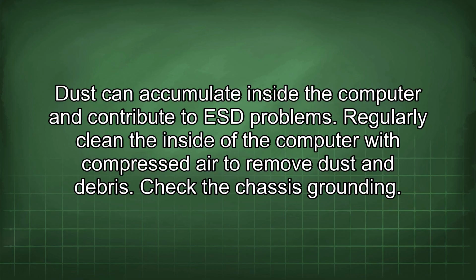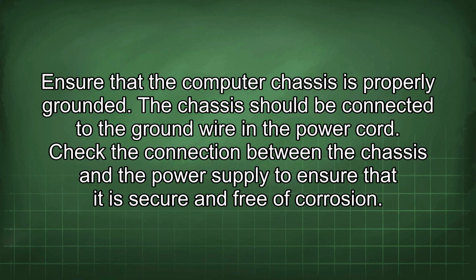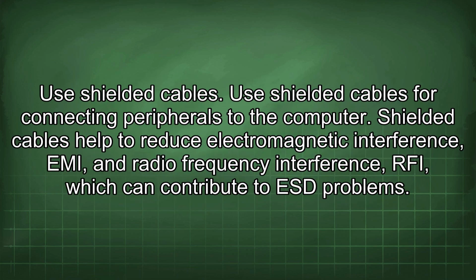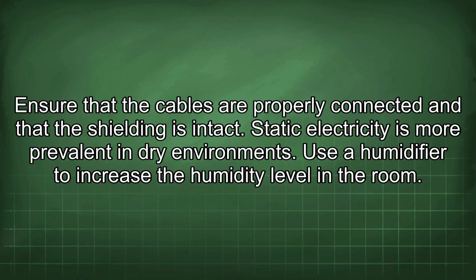Check the chassis grounding. Ensure that the computer chassis is properly grounded. The chassis should be connected to the ground wire in the power cord. Check the connection between the chassis and the power supply to ensure that it is secure and free of corrosion. Use shielded cables. Use shielded cables for connecting peripherals to the computer. Shielded cables help to reduce electromagnetic interference, EMI, and radio frequency interference, RFI, which can contribute to ESD problems. Ensure that the cables are properly connected and that the shielding is intact.